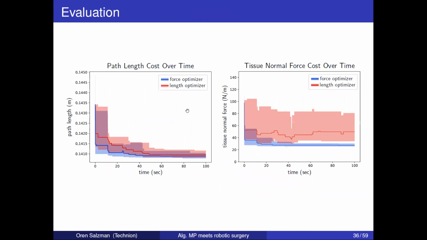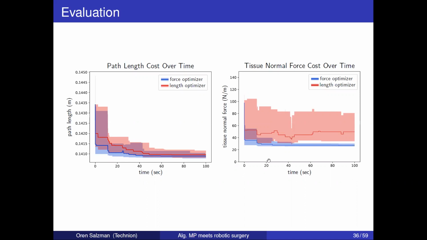What I really liked in this context is that we compared two planners, one optimizing force. This is what I just described. And second is a traditional planner optimizing length. On the figure to the left, we see path length as a function of time, and we see that there's no statistical difference between the two. So the force optimizer is a bit lower, but with the error margins, they're practically the same. On the other hand, on the right, we see that the force optimizer really produces paths that damage the tissue less.